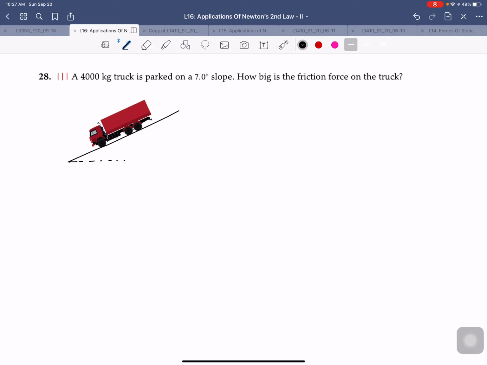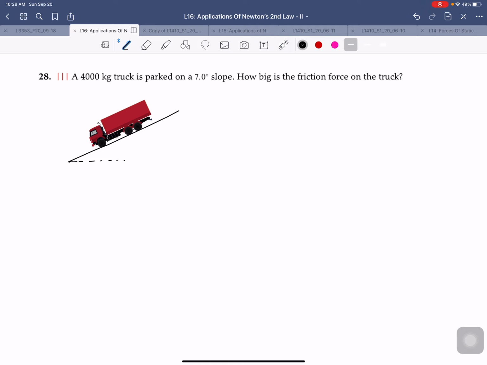In this lecture, we'll continue our discussion of the application of Newton's second law to various problems, various scenarios. And we'll start with this problem right here, which involves a truck which is parked on a 7-degree slope. The question being asked is how big is the force of friction, the frictional force, on the truck?